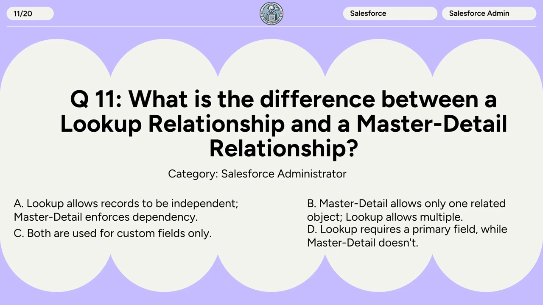Question 11. What is the difference between a lookup relationship and a master detail relationship? A. Lookup allows records to be independent. Master detail enforces dependency. B. Master detail allows only one related object. Lookup allows multiple. C. Both are used for custom fields only. D. Lookup requires a primary field, while master detail doesn't.